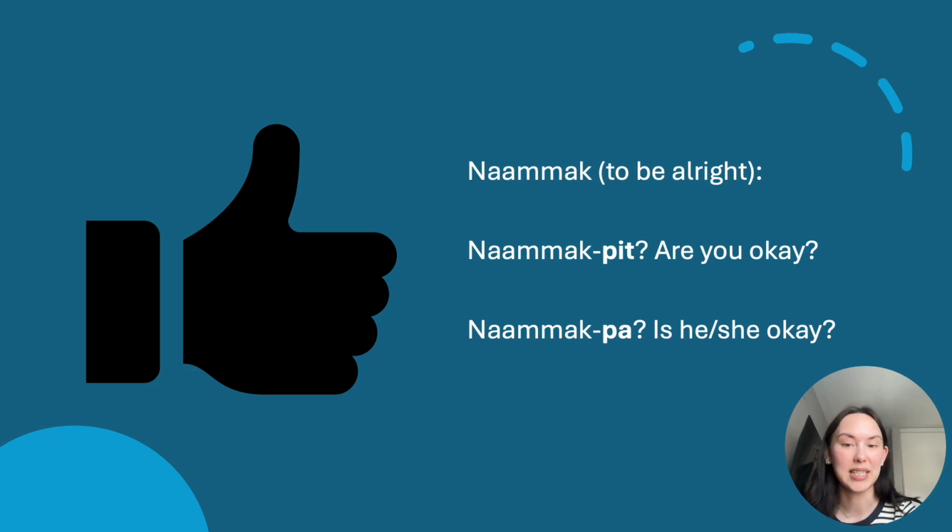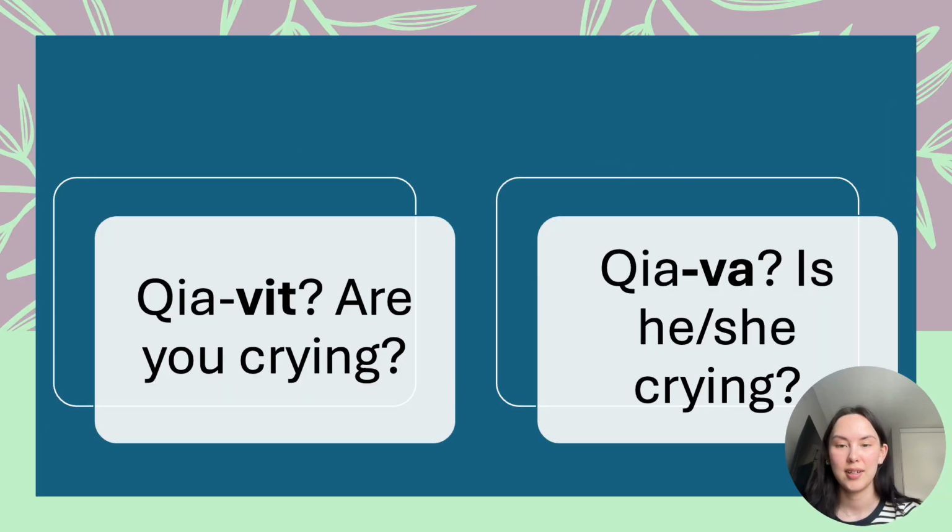So here's the examples from before with namak. So namak bit, are you okay? And namak ba, is he or she okay? So here we have kha, using that vit ending because kha ends in a vowel. So kha vit, are you crying? Or kha va, is he or she crying? So just by changing that ending, we have a completely new sentence.